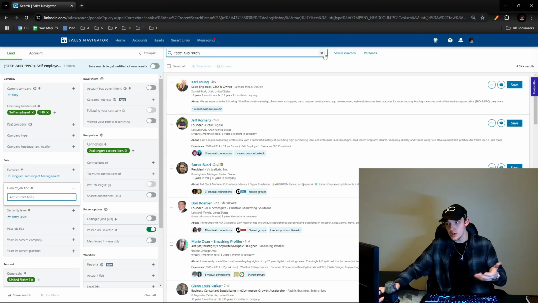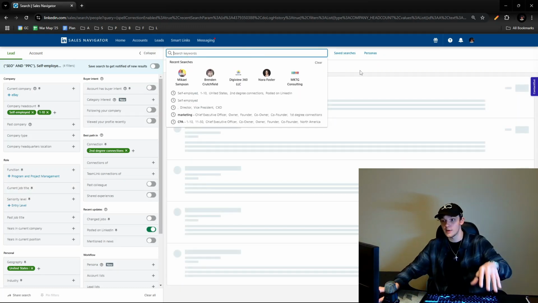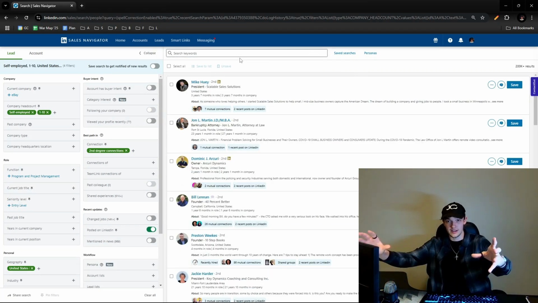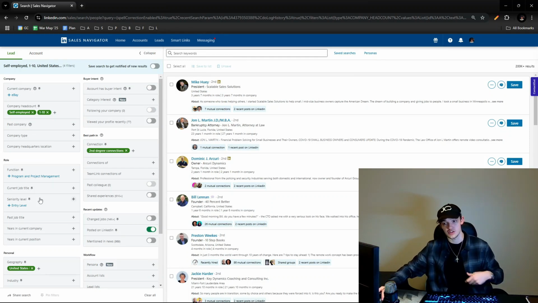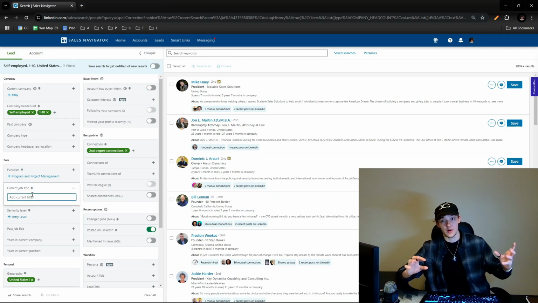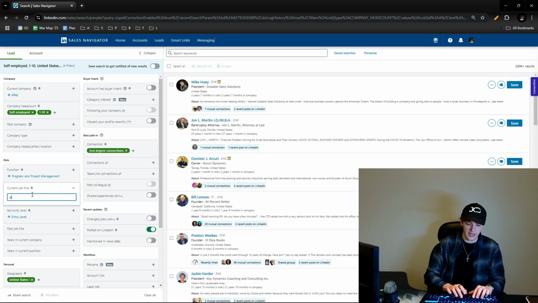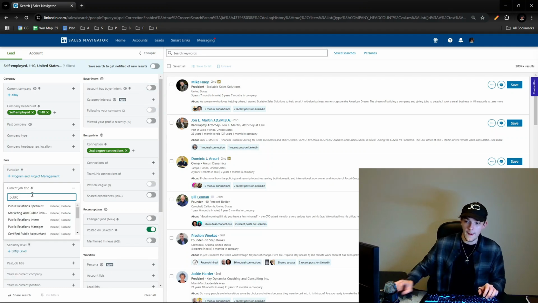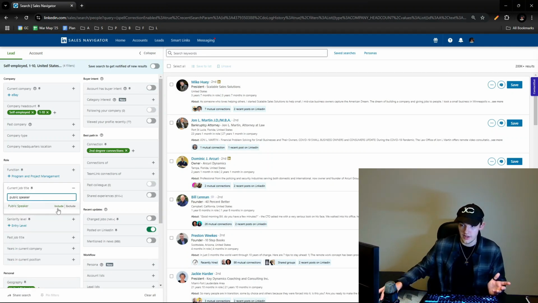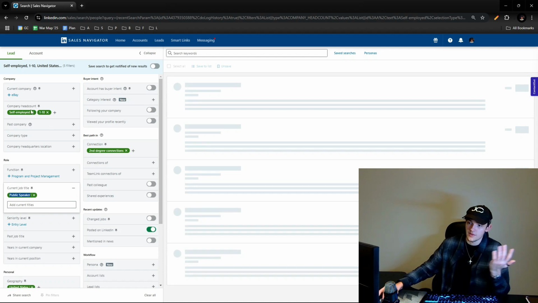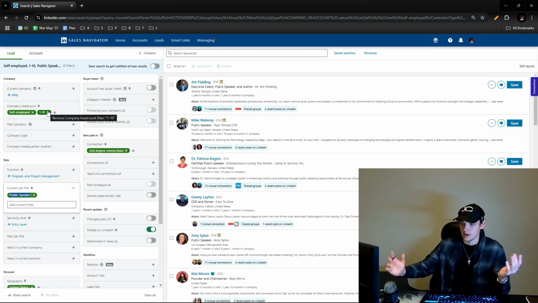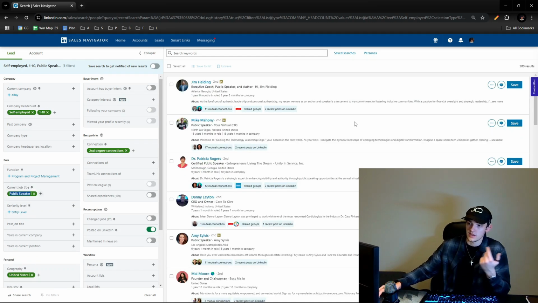So while you could do the public speaker and motivational keywords, what you can also do is, just because you're a public speaker, you are the decision maker, you could just put public speaker inside of here and include this. Obviously this head count is a bit irrelevant, and you're going to be able to instantly find all these people.